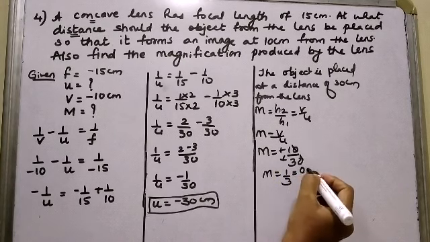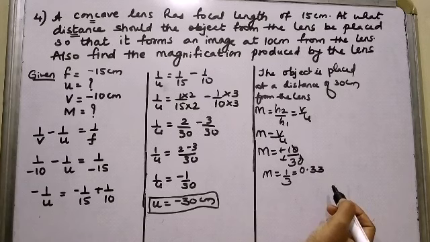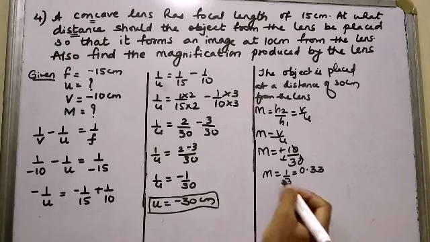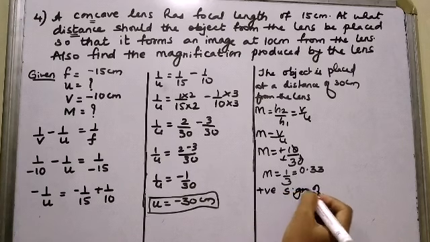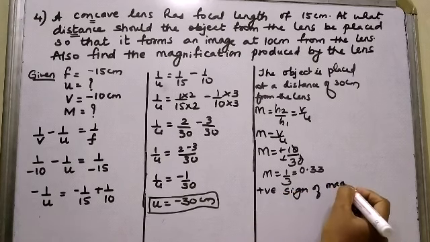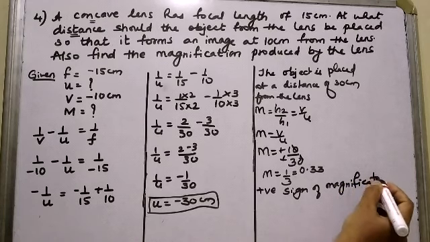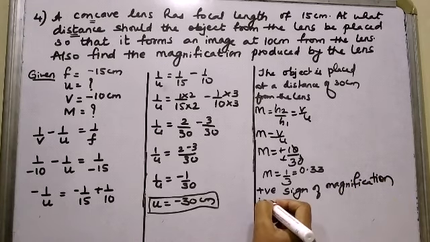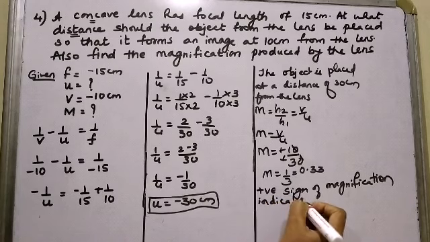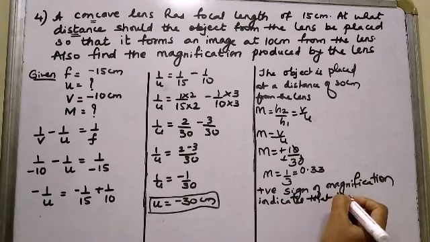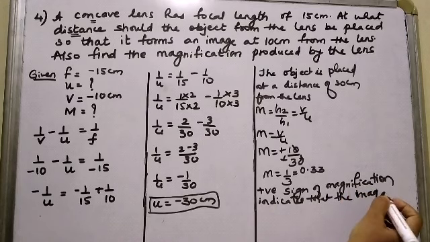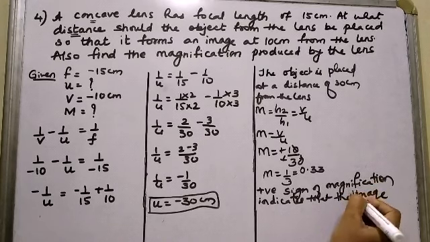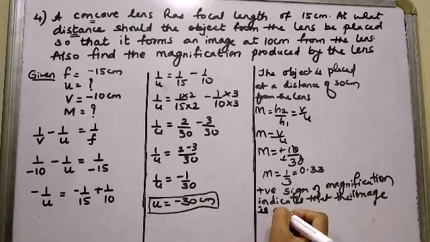1 by 3 means 0.33. There is no unit for magnification. So what does it indicate? Positive sign of magnification indicates that the image is virtual and erect.